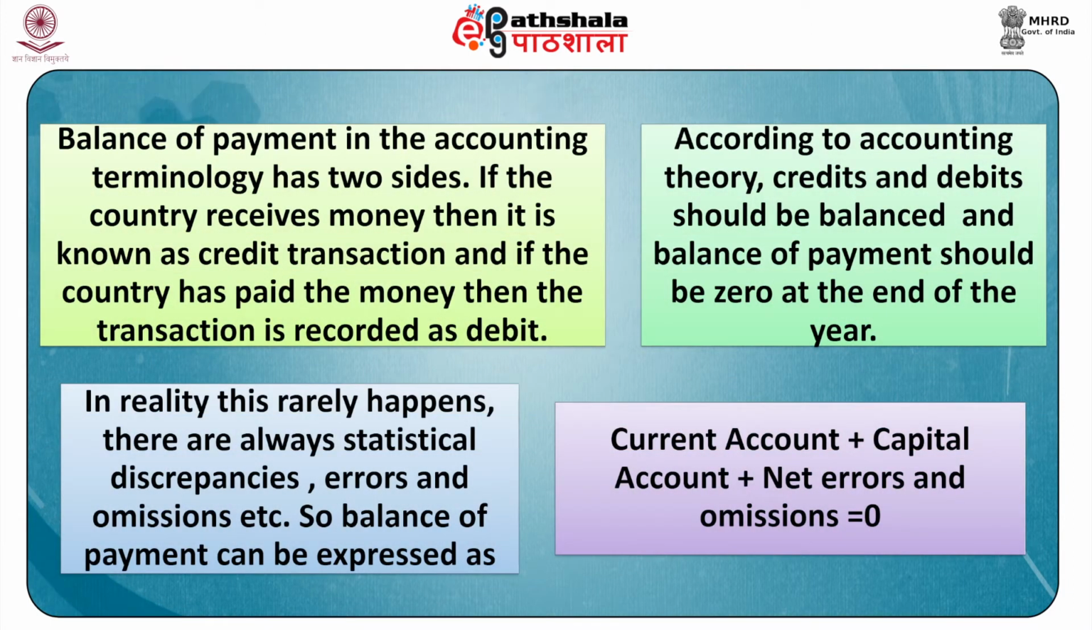So BOP in accounting terminology has two sides. If the country receives money, it is known as a credit transaction, and if the country has paid money, the transaction is recorded as a debit. According to accounting theory, credits and debits should be balanced, and the balance of payment should be zero at the end of the year. In reality, this rarely happens. There are always statistical discrepancies, errors and omissions. So balance of payment can be expressed as current account plus capital account plus net errors and omissions, which should be equal to zero.